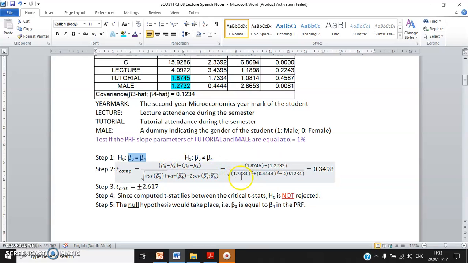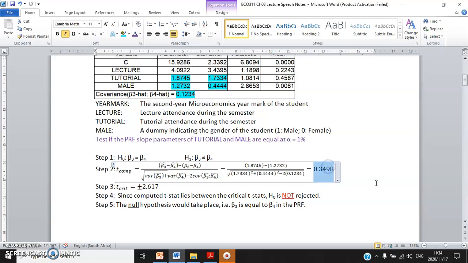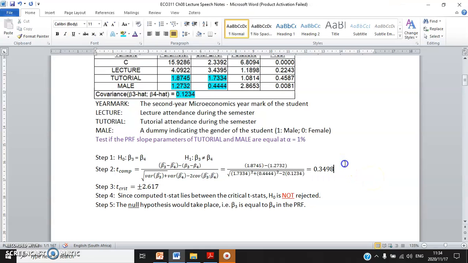So it equals the variance of B3 hat, which means the square of the standard error of B3 hat. This is why I take the square of 1.7334, plus the variance of B4 hat, which is the square of the standard error of B4 hat. This is why I take the square of 0.4444. And then minus 2 times the covariance between B3 hat and B4 hat, which is given: 2 times 0.1234. We work out the answer, then we take the square root. Using your calculator, you should get the final answer of 0.3498.